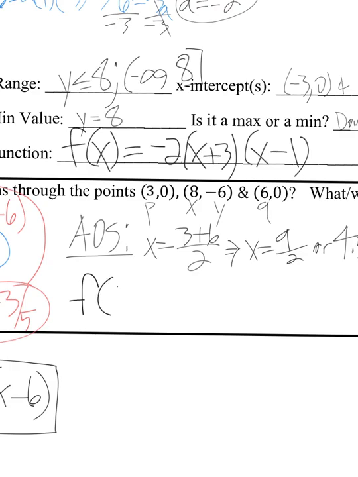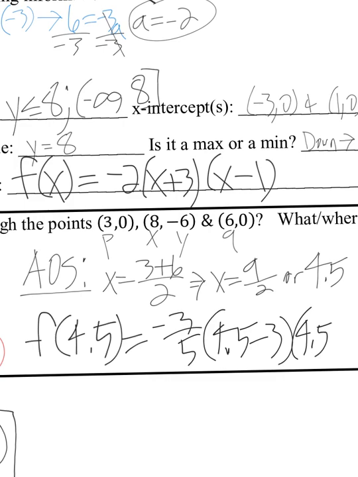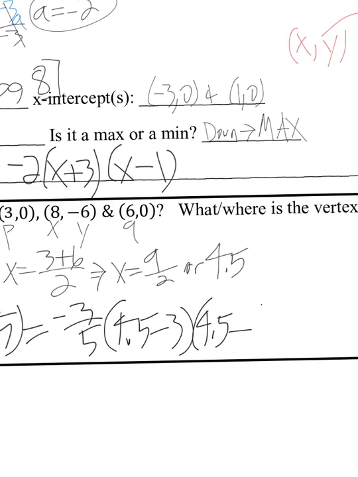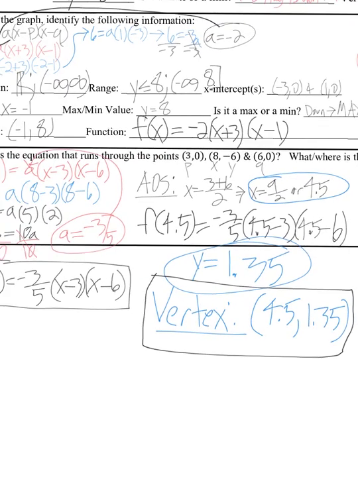So f of 4.5 equals, and so I'm going to do negative 3 over 5, parentheses, and then 4.5 minus 3, 4.5 minus 6, and then we just need to type that into our calculator to figure out our y value. So when I plugged it into my calculator, I got 1.35, which means my vertex will be at 4.5 comma 1.35. So now I've answered all the questions. I got the vertex, I got my equation, and I did it all by hand.